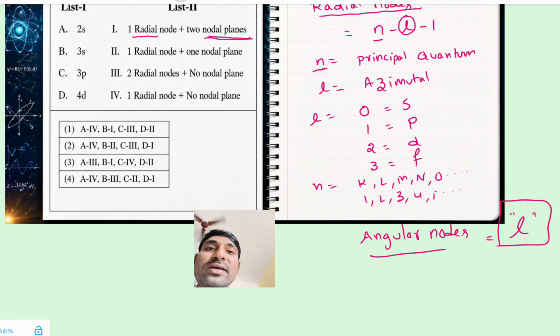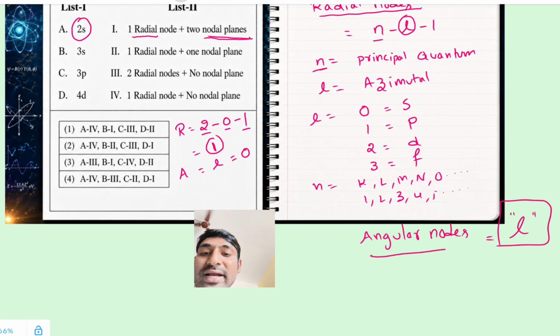Now here they have given the 2s orbital. For radial nodes, the n value 2 minus the l value 0 minus 1, because the formula is n minus l minus 1. So 2 minus 1 is 1. For angular nodes, it equals the l value, and for an s orbital the l value is 0. That means there is 1 radial node and 0 angular nodes or nodal planes. So for option A, option 4 will come, which means option 3 is wrong.